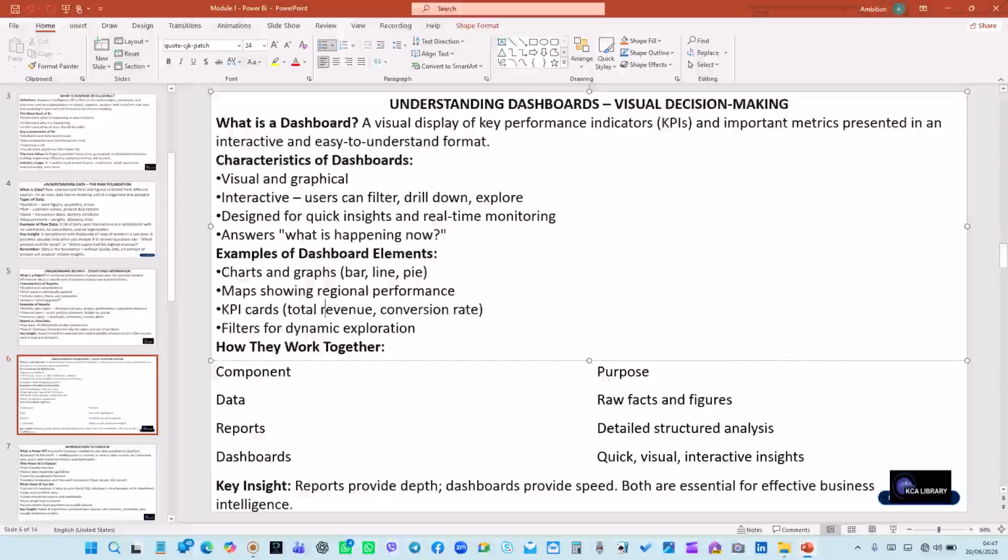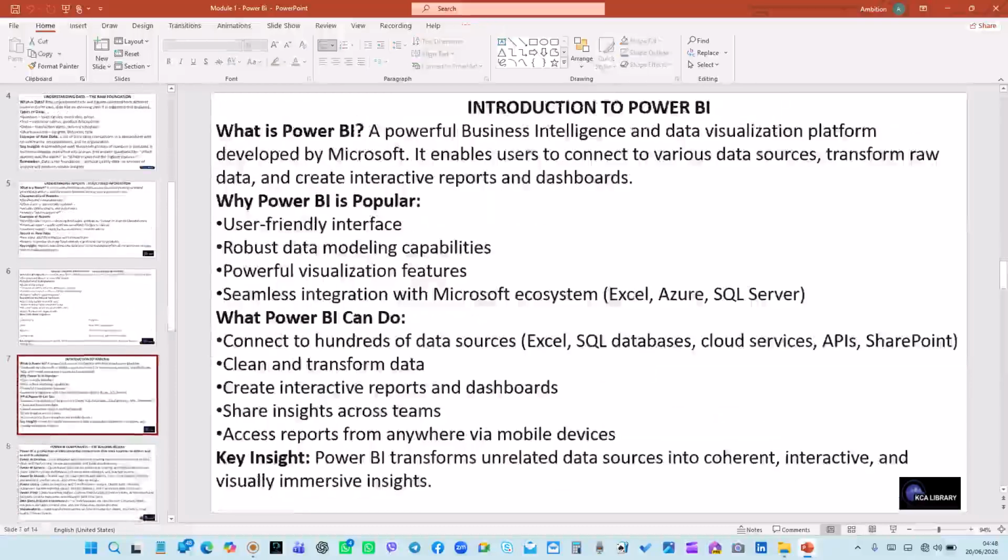Now let us look at how they work together. Data is raw fact. That is, the purpose of data is to provide raw facts and figures. The purpose of a report is to give detailed structured analysis, while the purpose of a dashboard is to give quick visual and interactive insight. The key insight here is that reports provide depth, dashboards provide speed, but both of them are essential for effective business intelligence.